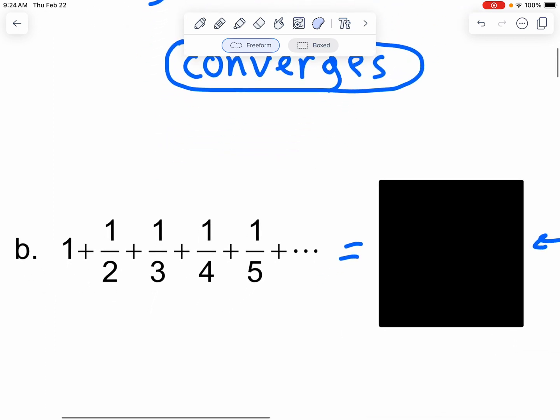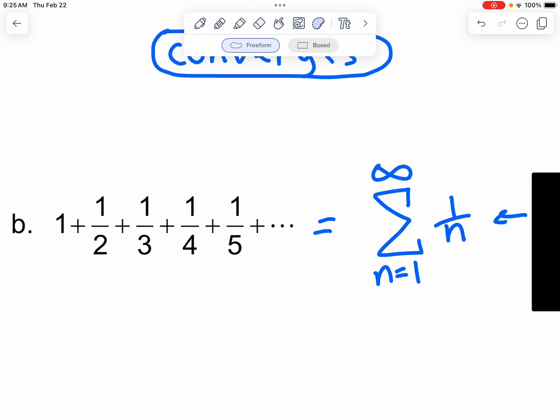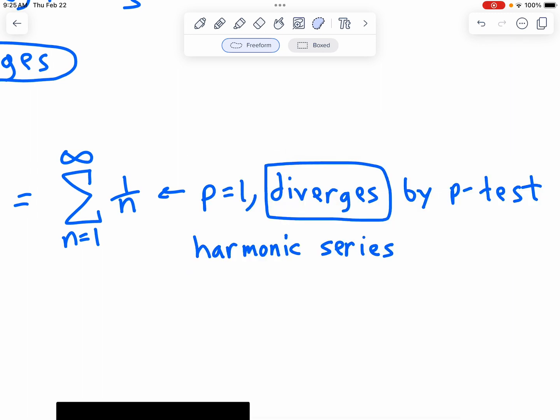B. Let's take a look at the terms. 1 plus a half plus a third plus a fourth plus a fifth. I'm hoping you recognize this series. This is kind of a famous series we've talked about a few times now. First off, let's just write it in sigma notation. Not something we have to do, but just something that's good to practice, right? Sigma n equals 1 to infinity of 1 over n. And I'm hoping we recognize that this is the harmonic series, which diverges by the p-test because here p is equal to 1.